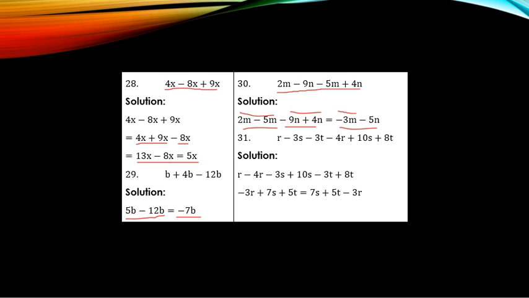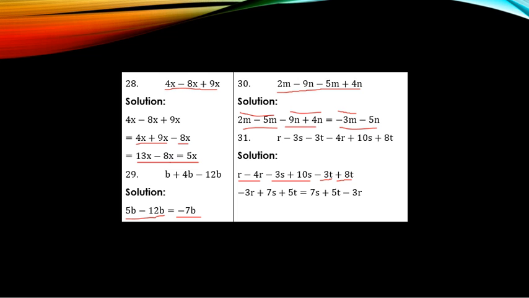Okay. Example 31, you have a minus 3s minus 3t minus 4a plus 10s plus 8t. Starting with a, another term that contains a is minus 4a. So you have a minus 4a. If you take minus 3s, the next term common to it is plus 10s. So you have minus 3s plus 10s. You take minus 3t, another term common to it is plus 8t.